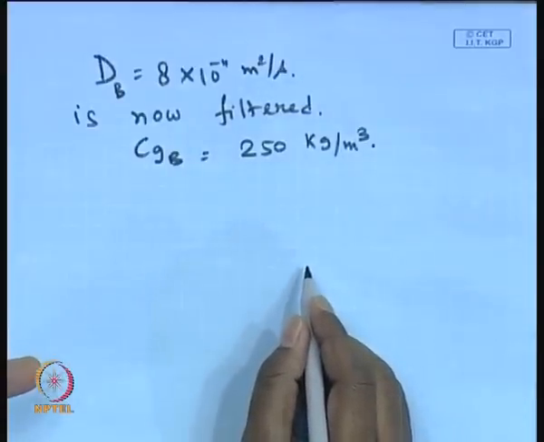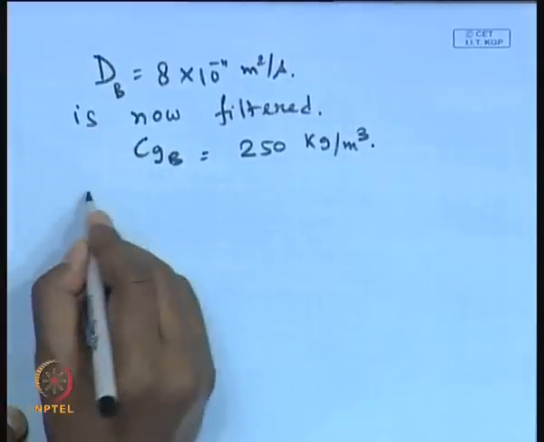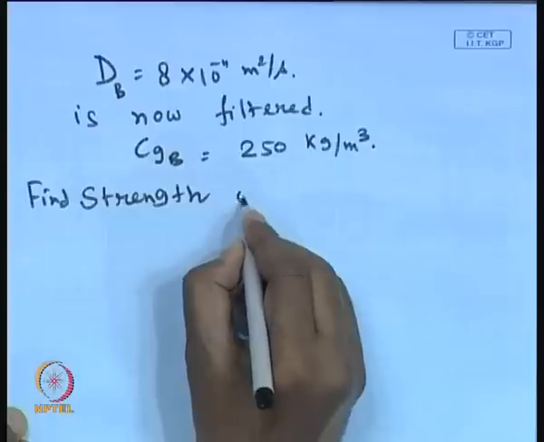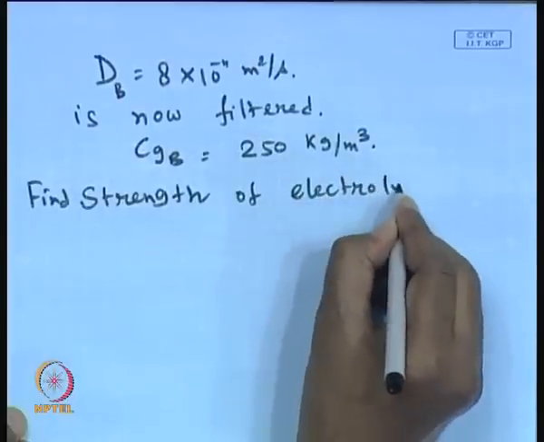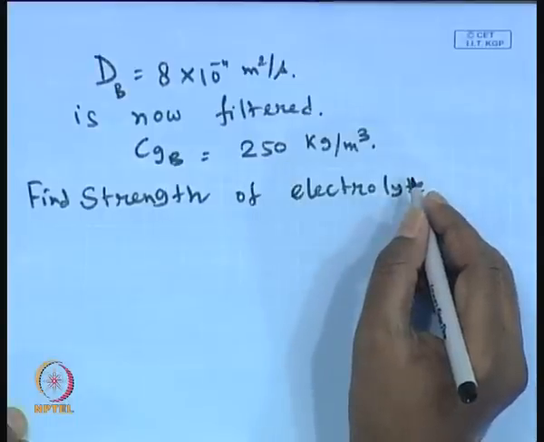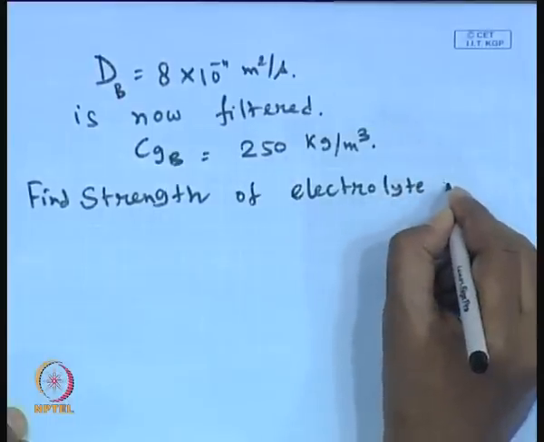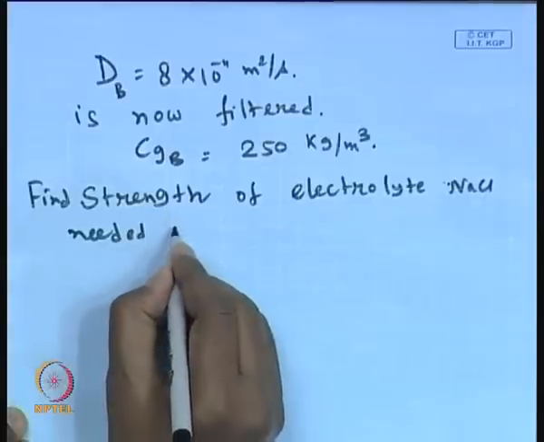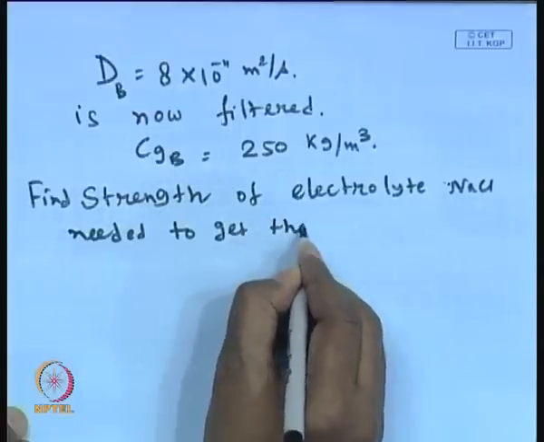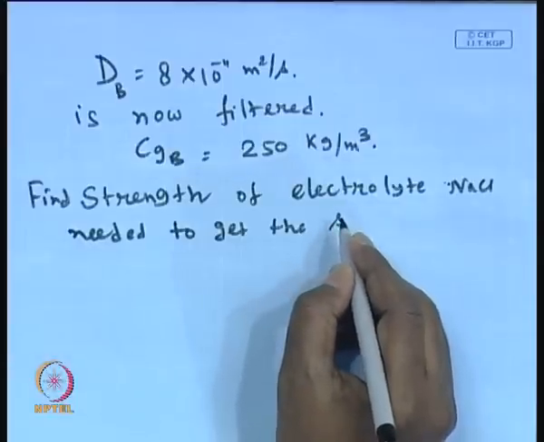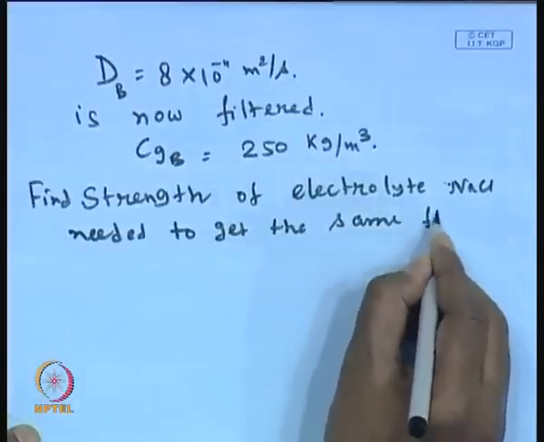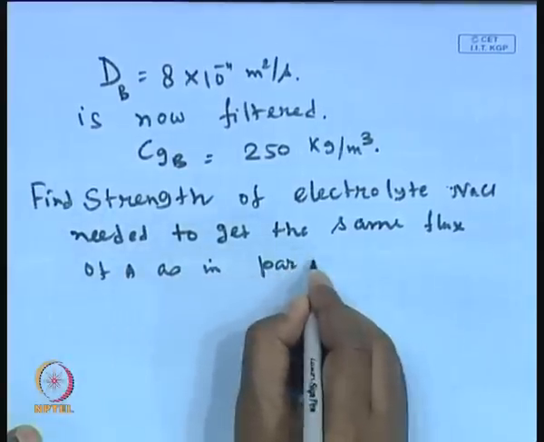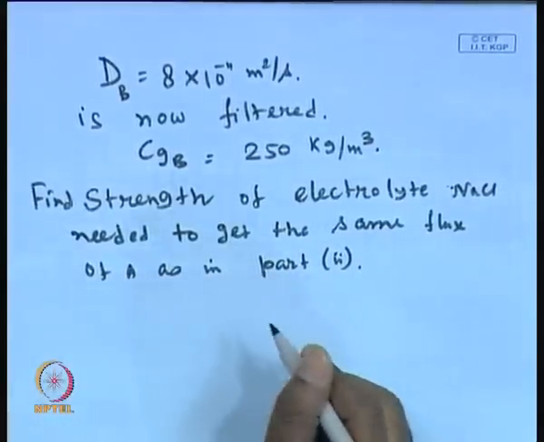Obviously, now the permeate flux will be different. Now, we would like to find the strength of electrolyte concentration, electrolyte NaCl, needed to get the same flux of A as in part 2 under the same external electric field.